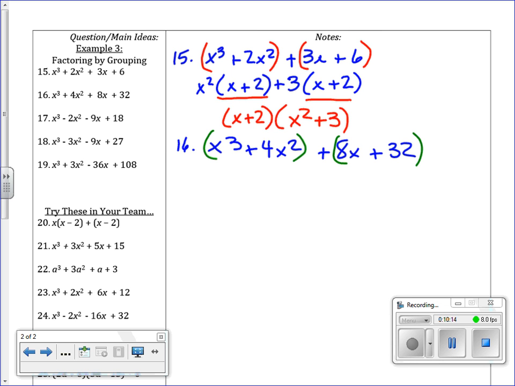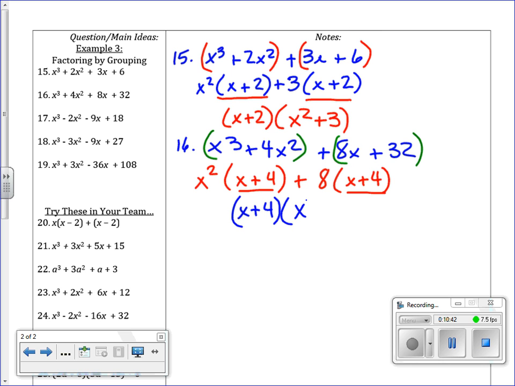Next thing I want to do is just like we did on the previous page and pull out our greatest common factor here. So I have x squared, and that's going to be times x plus 4. Here, my greatest common factor would be 8 times x plus 4. Here I end up with that x plus 4 again, so I'm going to end up with x plus 4 times x squared plus 8. Done.